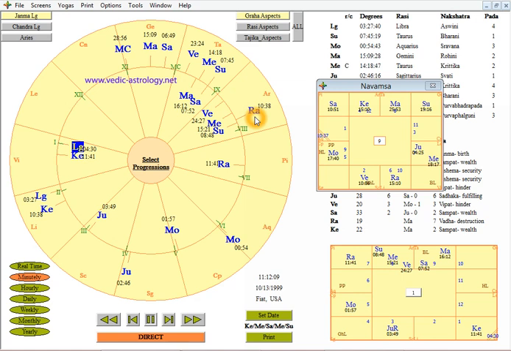Okay, so when you use the Varga charts and you see these progressions come together and you see what those planets coming together represent in the Varga charts, events will just really nicely pop into place some way.